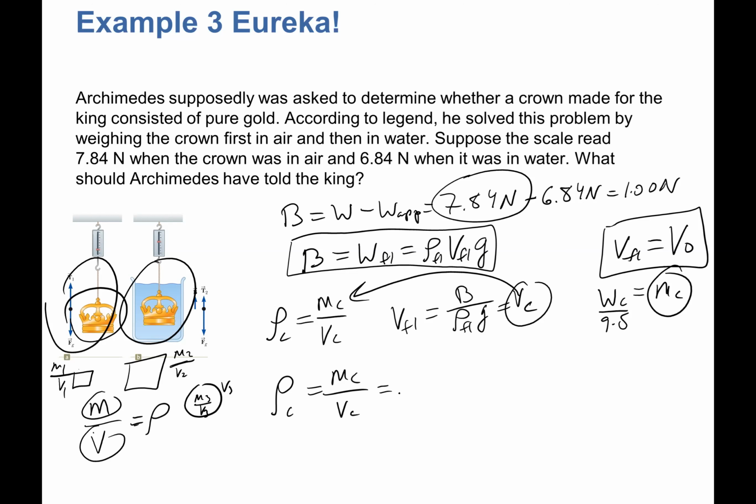All right, and what we can do here is multiply both sides by g over g. I'm multiplying just by 1, so nothing changes about this. But here what I end up with, mass of the crown times g, is just the weight of the crown. And below is the volume of the crown times g.